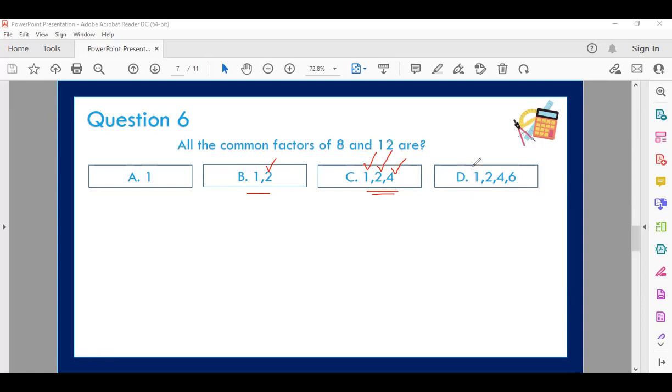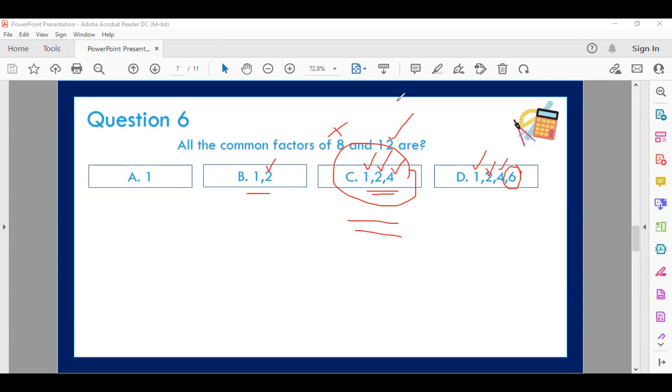But how about D? I can use 1, I can use 2, I can use 4. But 6, I can only use for 12. I can't use it for 8. It's not a factor of 8. Thus, I'm only left with C as my possible option. So the answer for number 6 is C, where the common factors of 8 and 12 are just 1, 2, and 4.